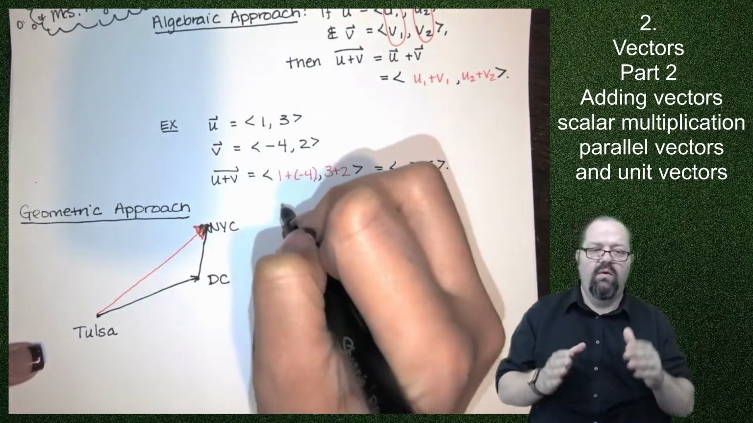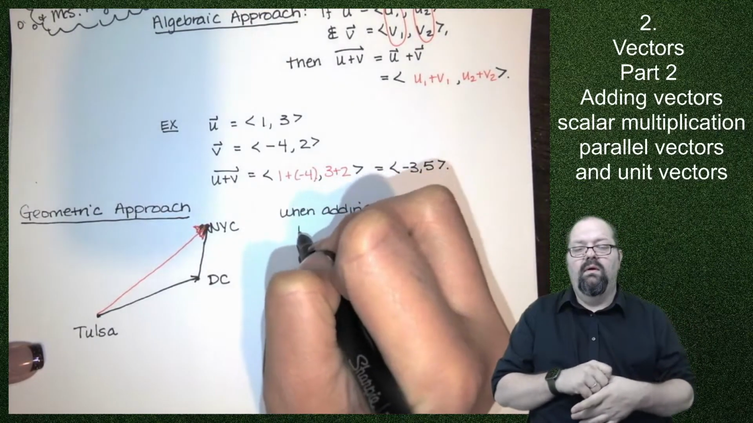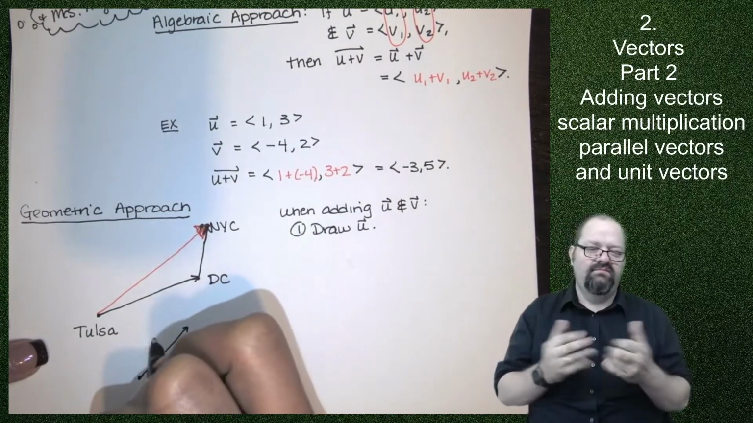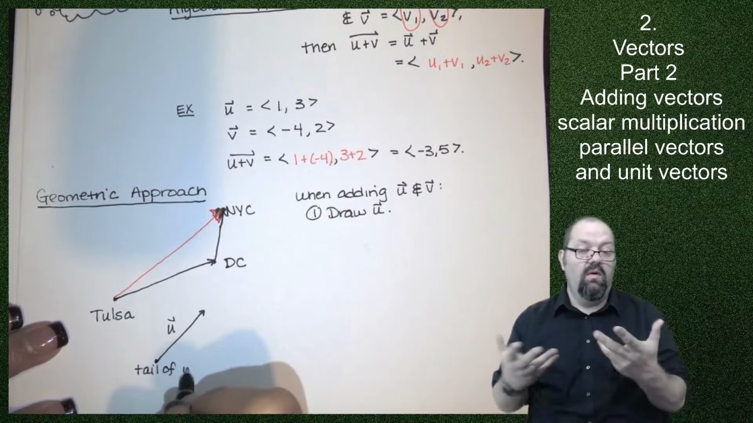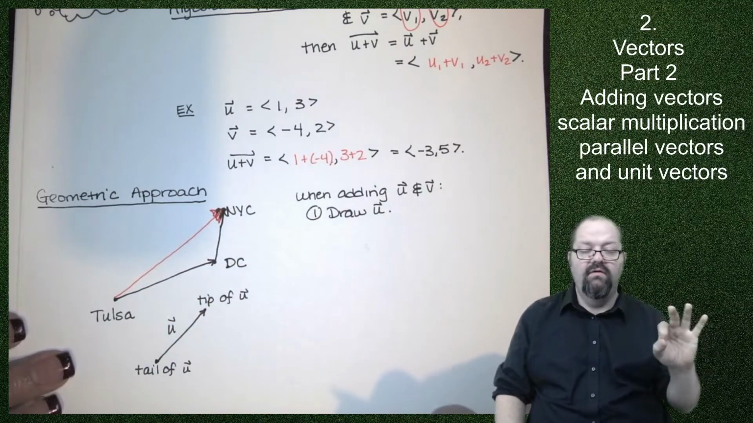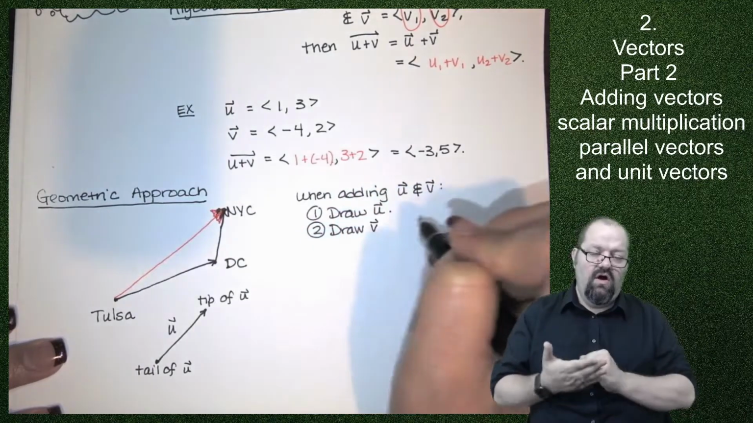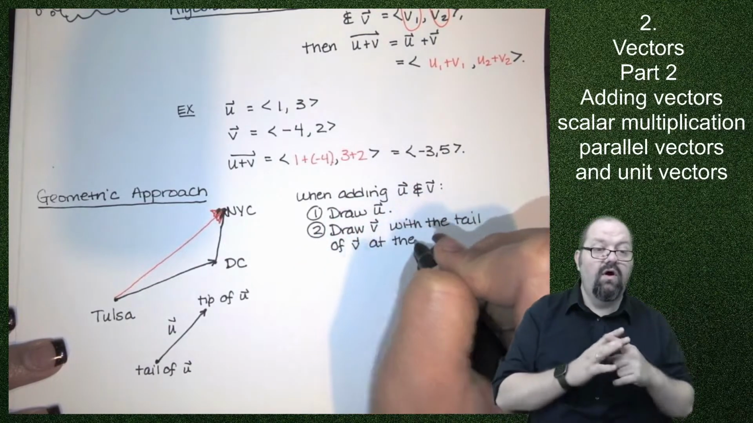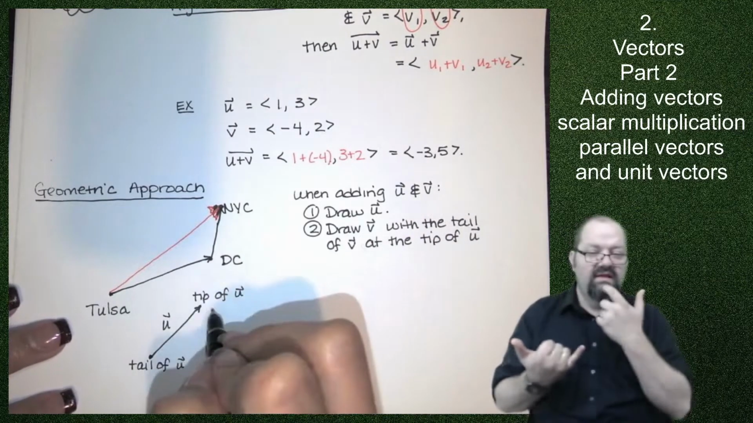So let's say we're adding u and v. The first thing you're going to do is draw u. And let me just label this vector u over here. This place that we start, the initial point of u, we're going to call it the tail of u. And this place where we end up, the terminal point of u, is called the tip of u. So first you just draw u. And then, if you're adding v to that, you want to draw v with the tail of v at the tip of u. So let's say this is my vector v, maybe it looks like this.